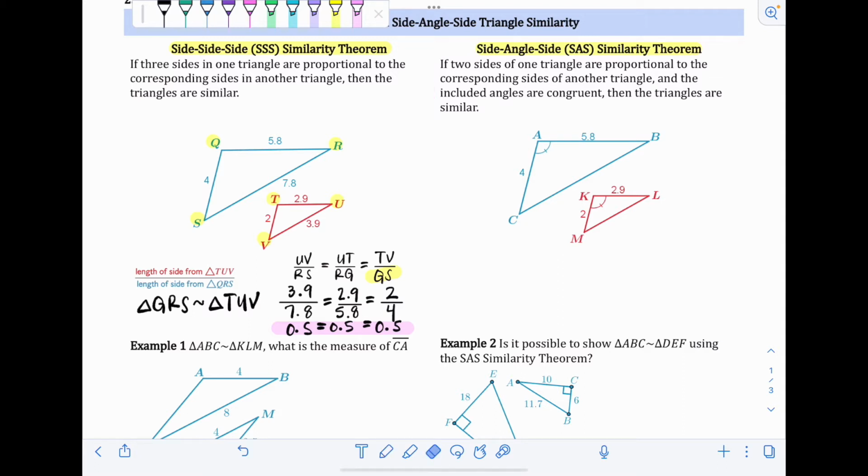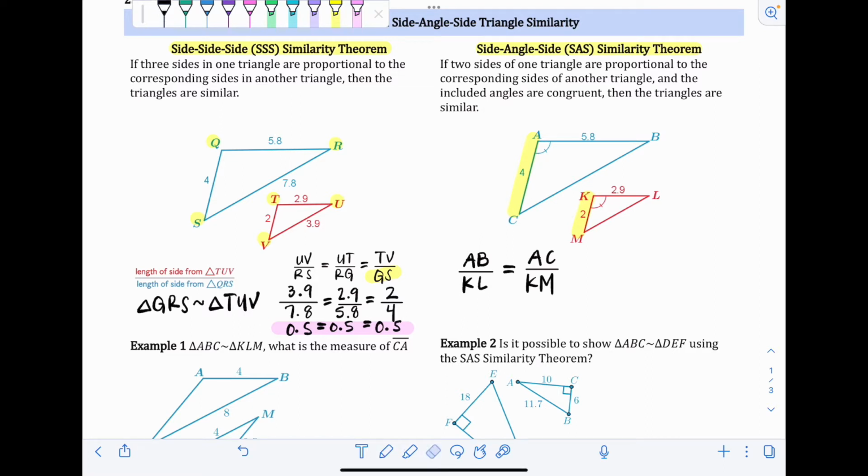So this time we only have two sides to show are proportional, so we'll match up our corresponding sides. Let's say I'm going to start with the blue triangle this time and do that on top. So I'm going to say AB is corresponding with KL, so AB over KL, and then that should be equal to the ratio between the other two sides that we know. So AC, keeping the blue triangle on top this time, AC is over the corresponding side on the red triangle, which is KM.